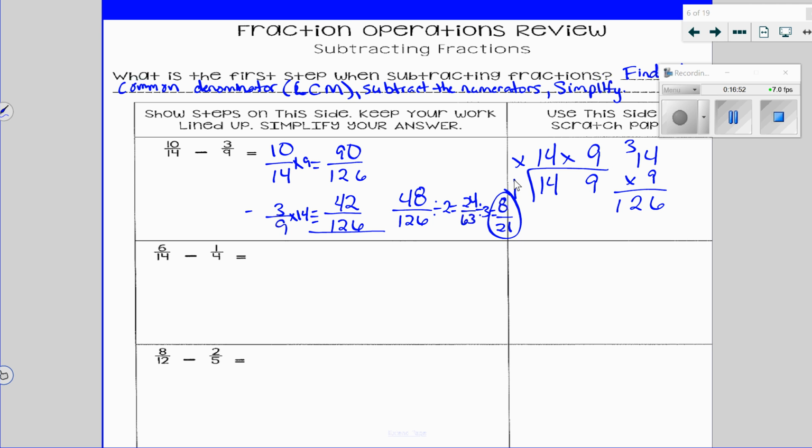Any questions about subtracting fractions? It's the same as adding, just now we're taking away instead of adding to it. All right, 4 minutes to do the next 2 problems, and then we'll go over them. All right, guys, pay attention. 5.